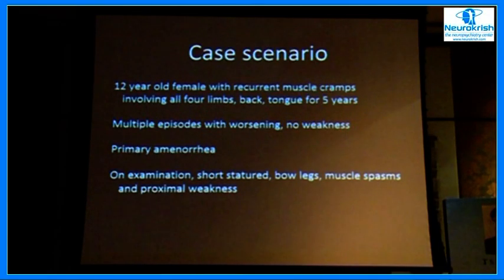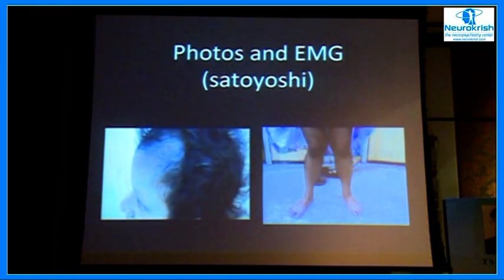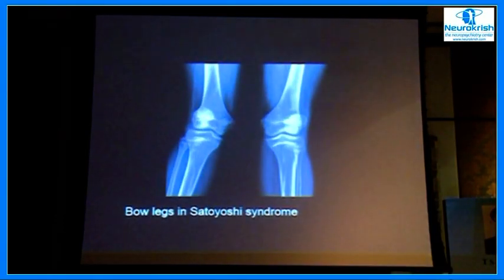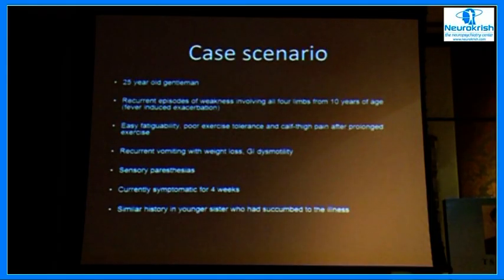Next is a 12-year-old female who presented with recurrent muscle cramps involving all 4 limbs, back and tongue for 5 years, multiple episodes with worsening, with no weakness, primary amenorrhea, short stature, bow legs, muscle spasms, and also had alopecia. So this was like Satoyoshi syndrome. Unfortunately, the EMG was showing continuous activity from all the muscles in her. So she was treated with steroids with significant clinical improvement at 3-month and 6-month follow-up.